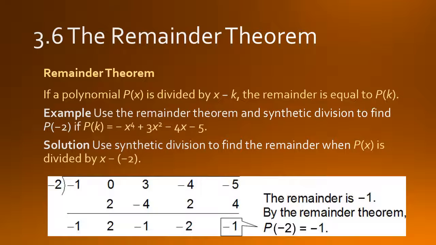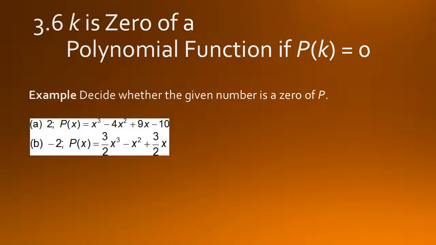Well, that means that if you were to take negative 2 and put it into the original expression, your answer would be negative 1. The remainder that you get by dividing the number into the polynomial through synthetic division is the same as what you get when you put the number into the equation for x and solve. Now, where this helps us is we can check and see if what we have is actually a factor.